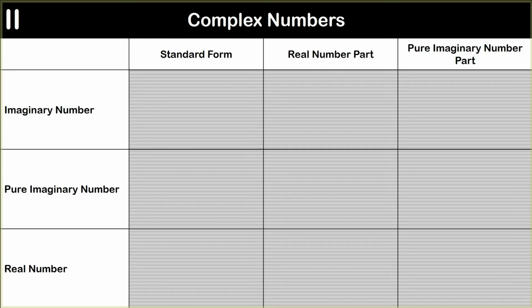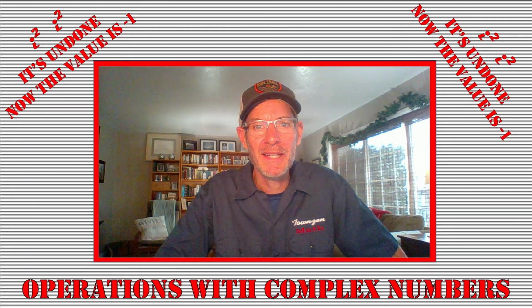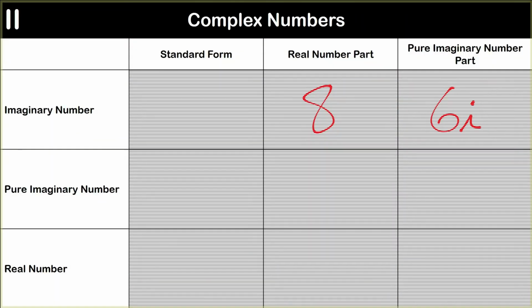If we write a number with a real number part of 8 and a pure imaginary number part of 6i, don't forget to copy this table onto part number 2 of your notes. And we want to write that in standard form. It would be written 8 plus 6i, and it would be called an imaginary number because it has a real number part and a pure imaginary number part.